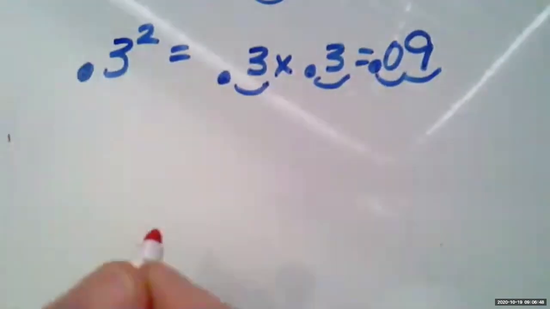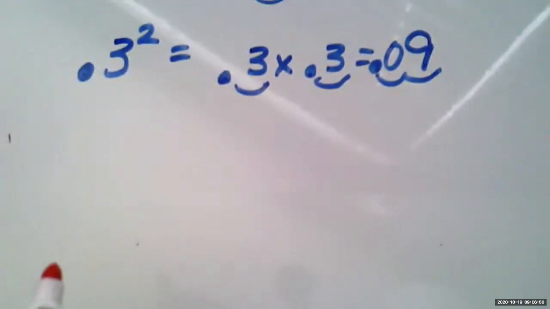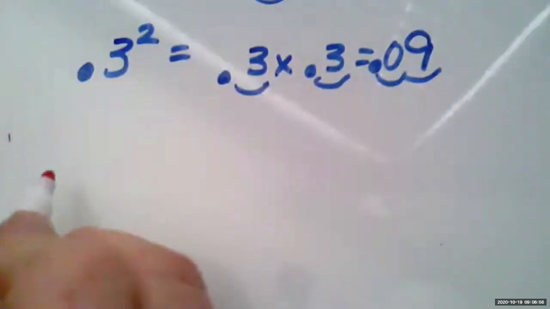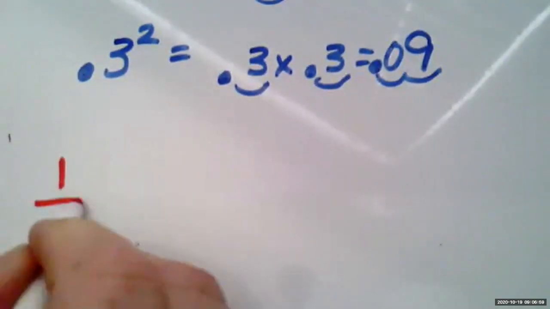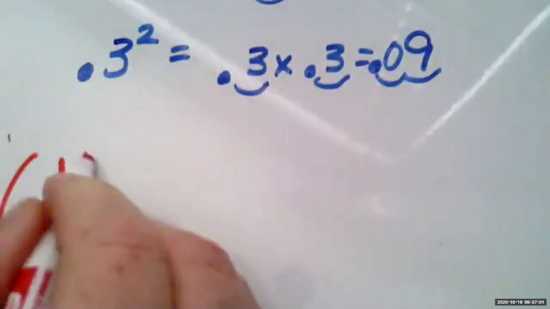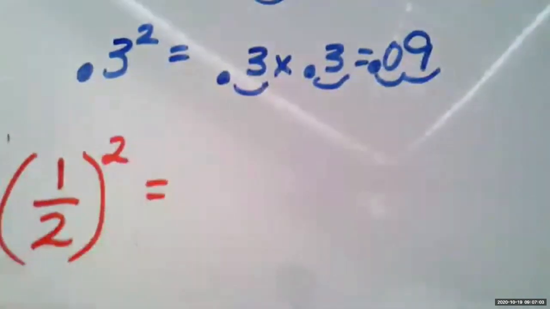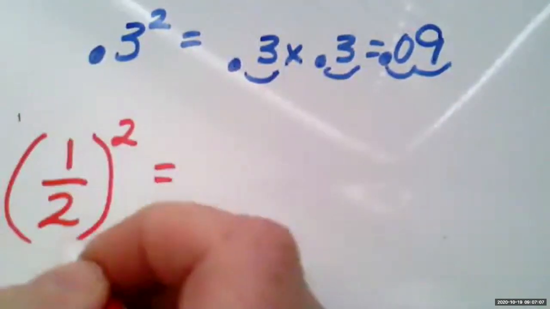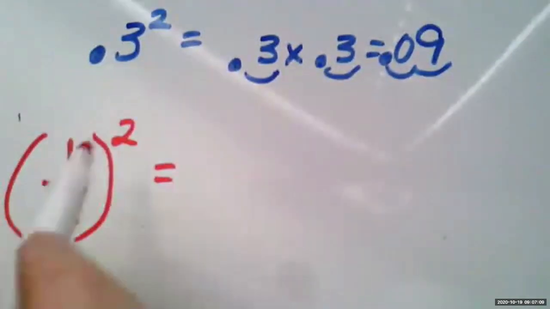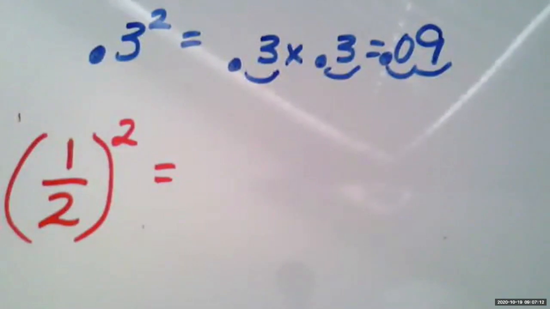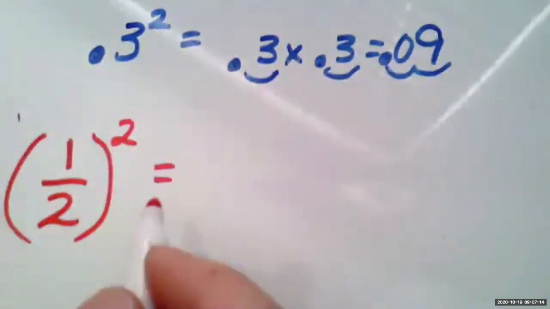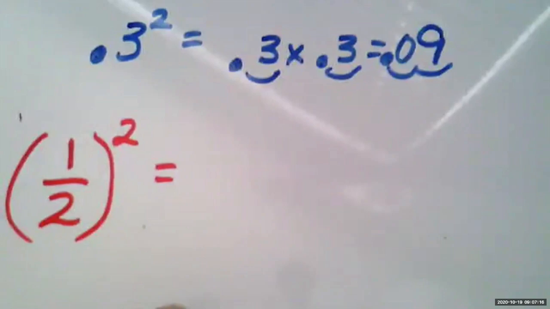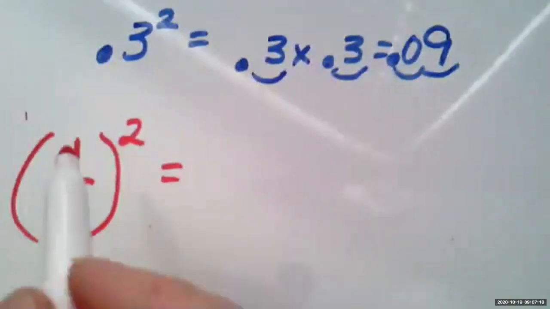Let's see. Just because we're warming up and I'm feeling feisty today, how about this fraction? 1/2 to the second power. 1/2 to the second power. And I put this in parentheses because the power goes to the entire fraction. Why? Because I told you I'm taking it up a notch.